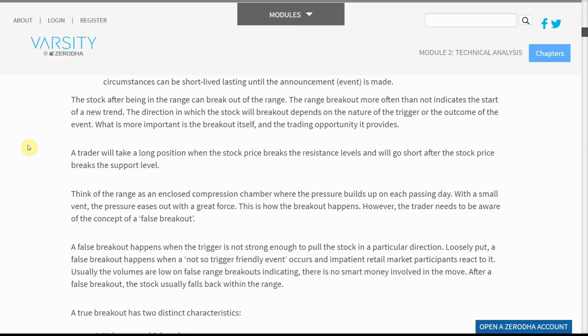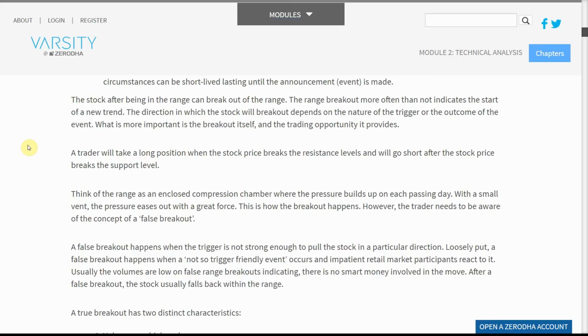Think of the range as an enclosed compression chamber where the pressure builds up on each passing day. With a small vent, the pressure eases out with a great force. This is how the breakout happens. However, the trader needs to be aware of the concept of a false breakout. A false breakout happens when the trigger is not strong enough to pull the stock in a particular direction.